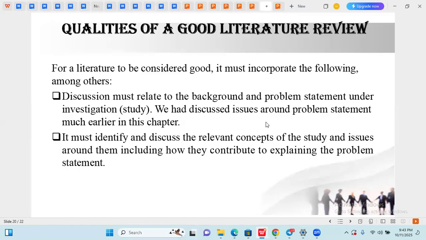The discussion must relate to the background and the problem statement under investigation; we have discussed issues around the problem statement much earlier in this chapter. It must identify and discuss the relevant concepts of the study, and issues around them, including how they contribute to explaining the problem statement.